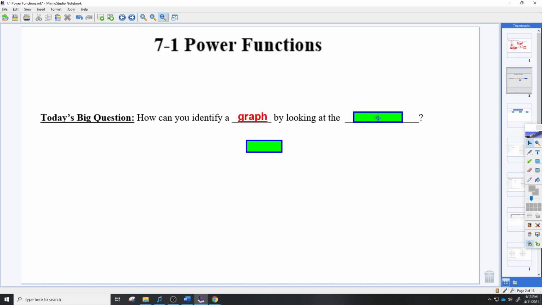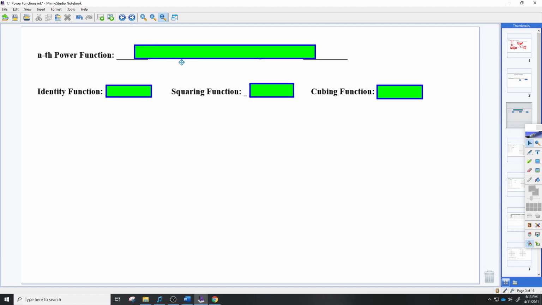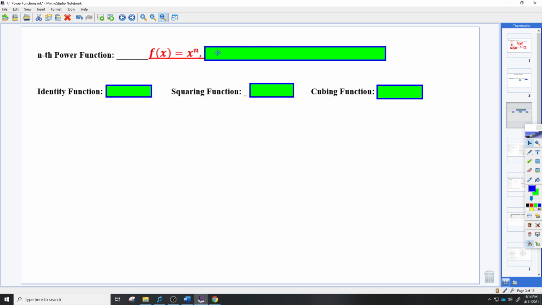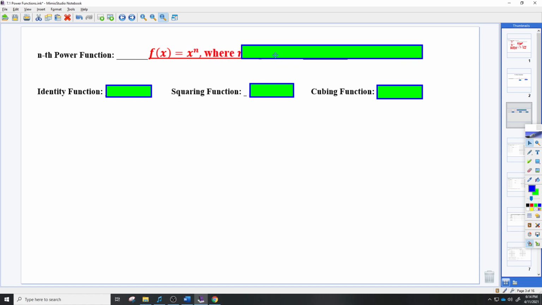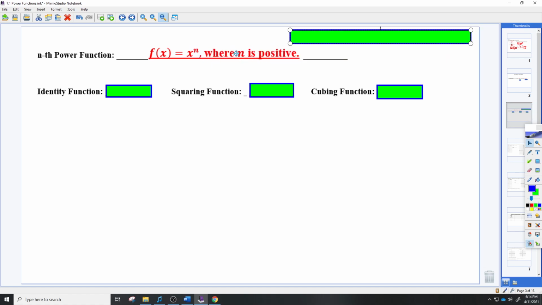How can you identify a graph? By looking at the exponent. We're going to be doing some higher exponents; mostly we've been doing x squared, and we're going to see what some other ones look like. In general, we call these nth power functions, which just means that the power, as an exponent, is n. It could be any number. So we say f of x equals x to the n. They call this the nth power. It could be like the 5th power, the 7th power, whatever. Specifically, though, we'll only be looking at where n is positive.